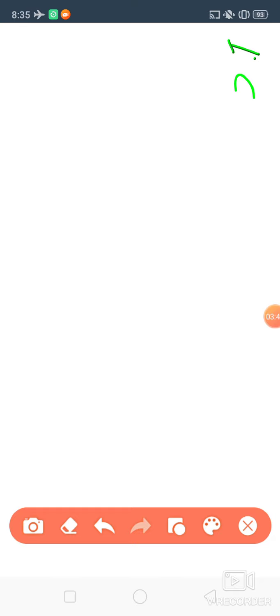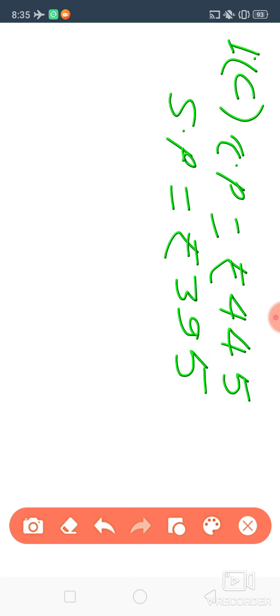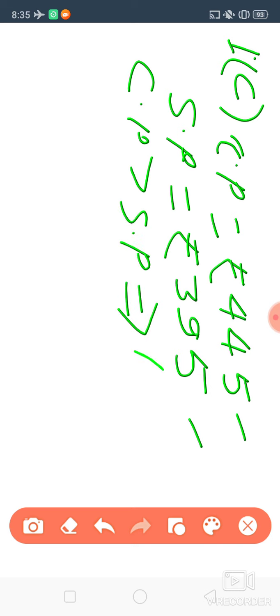So question number 1C, what is given here? It is given CP is how much? 445 rupees. And SP means what? Your selling price. Selling price means you are selling for how much? 395 rupees. Now can you see? CP is greater than SP, so we will write CP is greater than SP, so there is a loss.